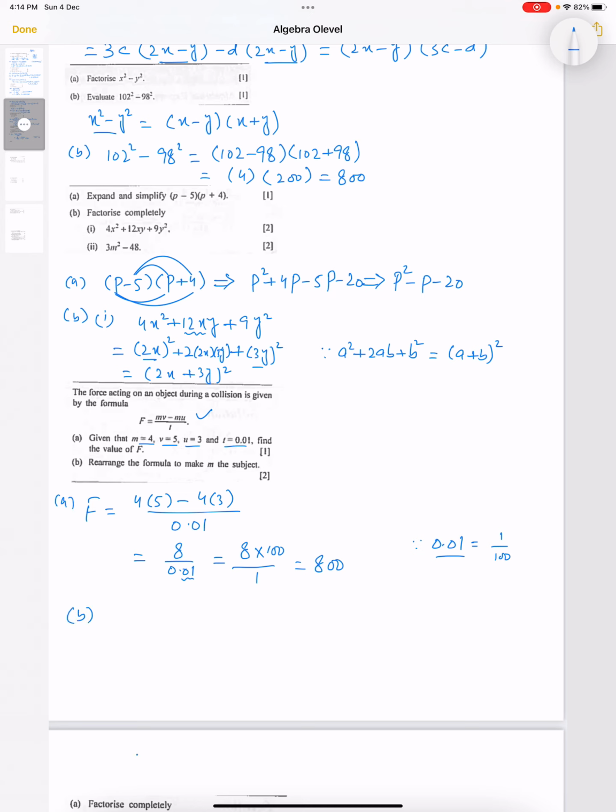Now let's do B part. Rearrange the formula to make m the subject. That's the formula. F is equal to mv minus mu over t. So F times t is equal to mv minus mu. Take m as common, so it will be m times (v minus u). Then (v minus u) will be divided, and we have m is equal to Ft over (v minus u). So m has been made the subject. That's the answer.